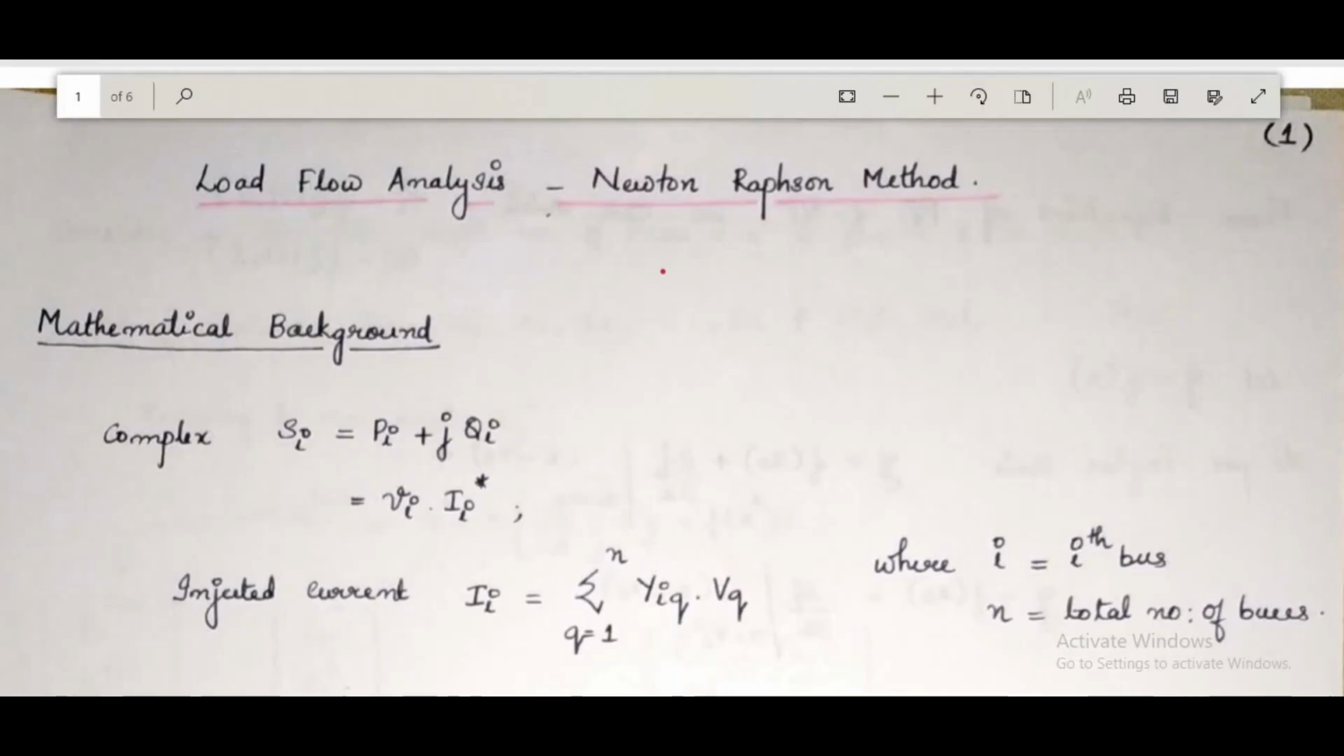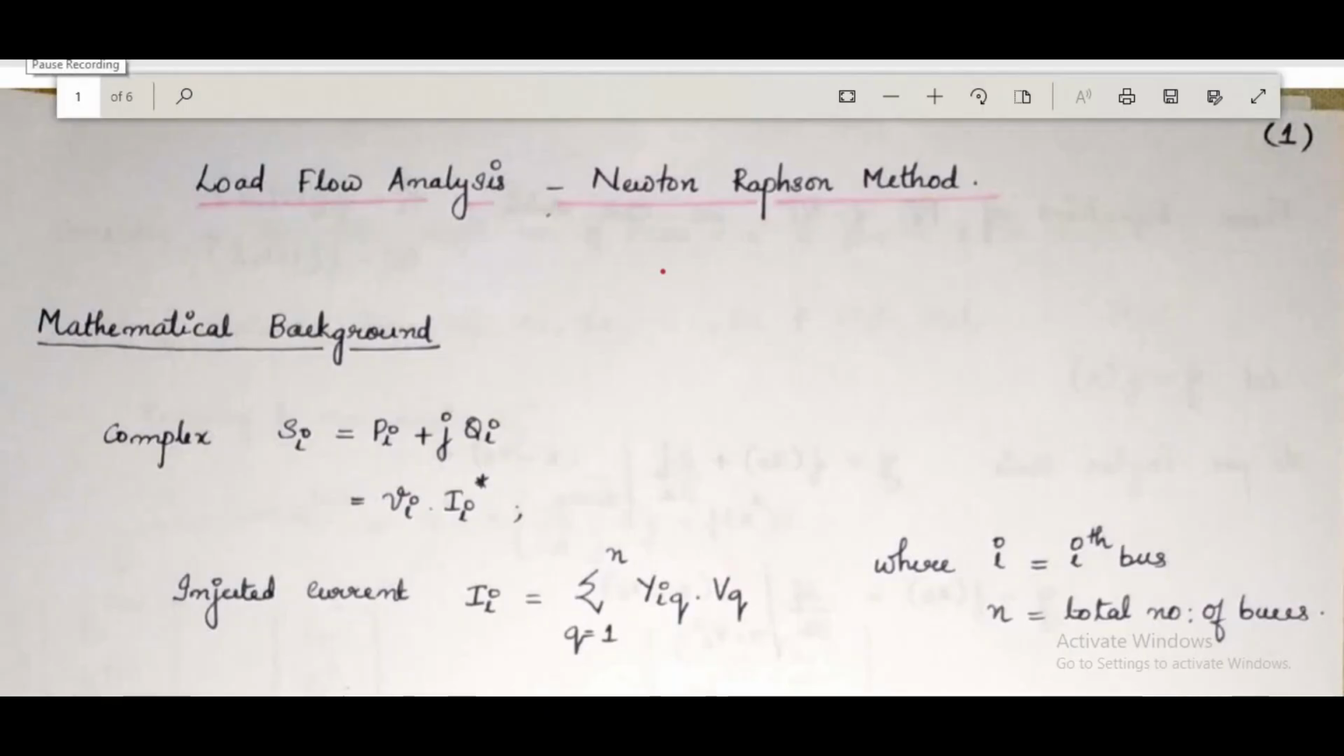So we have completed the load flow analysis using Gauss-Seidel method. We have discussed the different steps, the problem solving as well as the flow chart also. Now the next method that is in our scope, in our syllabus is Newton-Raphson method of load flow analysis. So in this lecture, we will be discussing much more on the mathematical background and the basic concepts of Newton-Raphson method, fast decoupled load flow method and load flow method.